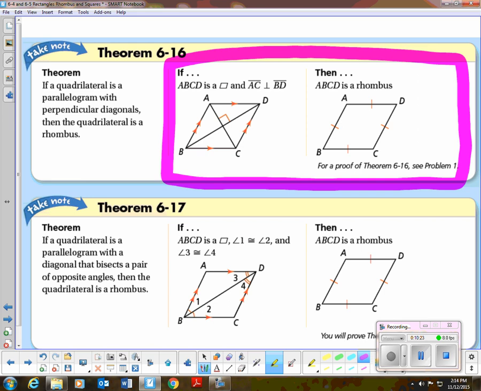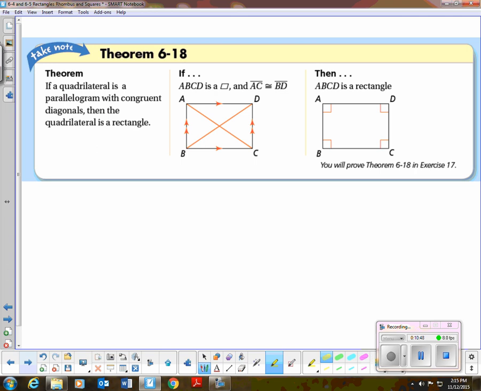At the same time, if I know a diagonal bisects a pair of opposite angles, then I know that this is going to be a rhombus also. Even if I don't know anything about the lengths of the sides, if I know the angles are bisected, one pair, then I know it's going to be a rhombus. Okay. I also have to know that it was a parallelogram, though. All right, so the next one.